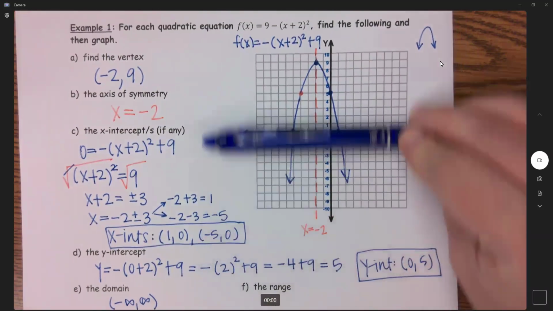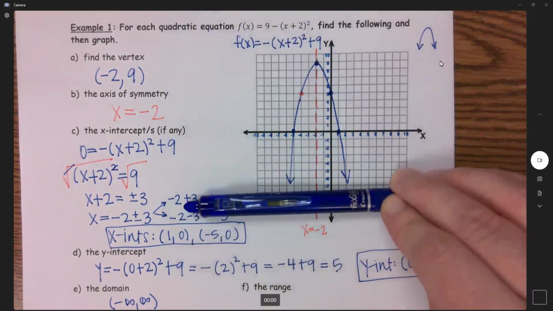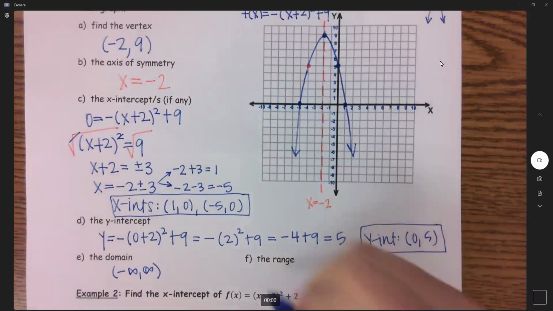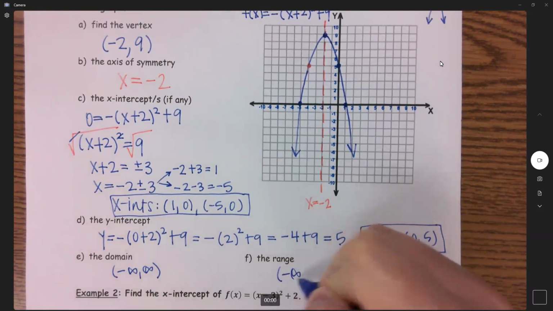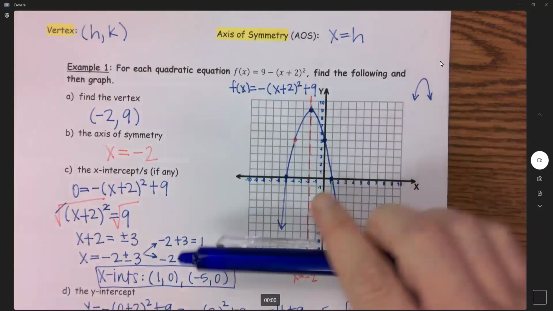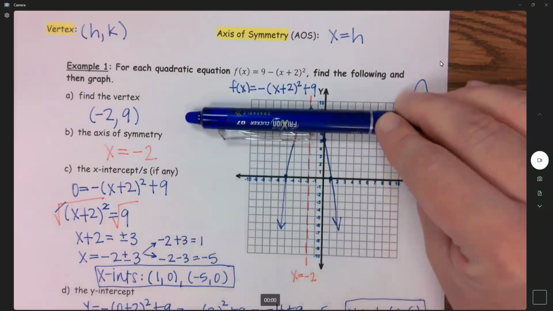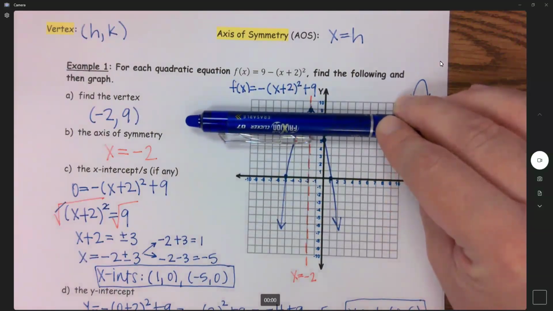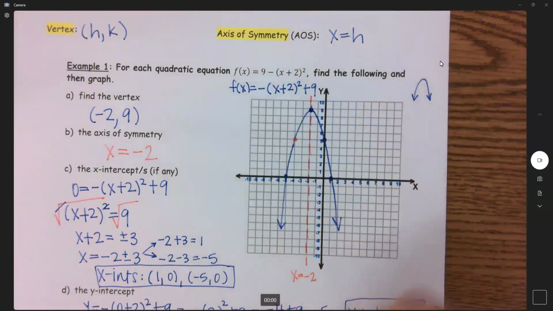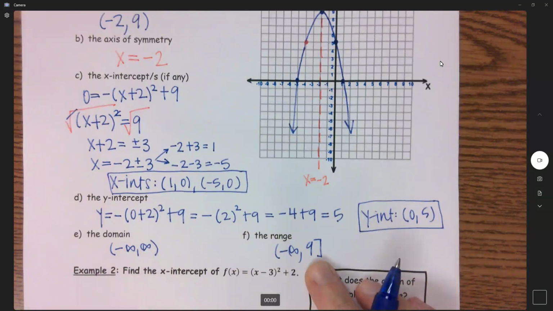As you go from the bottom to the top, the first thing we hit are arrows. So that is negative infinity. And then as we keep going up, here's the top of my graph, and the y value at that is 9. And because 9 is included, it will get a bracket.